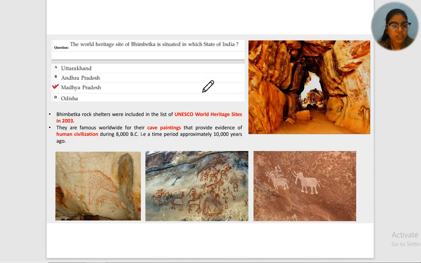So moving to the next question. The World Heritage Site of Bhimbetka is situated in which state of India? It is situated in Madhya Pradesh. These are images of the Bhimbetka rock shelters, and here I have shown some of the paintings depicting war, animals, and all these things.